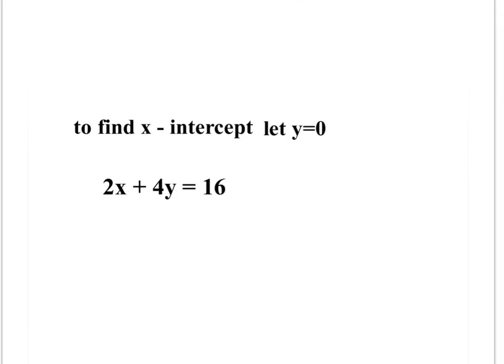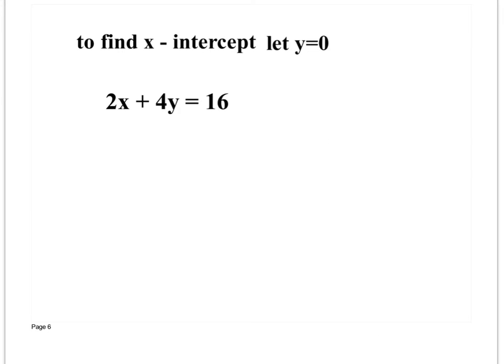Alright, write this down. To find x-intercept, let y equal 0, okay? So if I want to know where my x-intercept is, where it crosses the x, then I let y equal 0. Because if you think about a graph, if it crosses right here, what's my y-coordinate of this point? Let's say my x is 3. What would be my y-coordinate? You said it. 0. Okay?